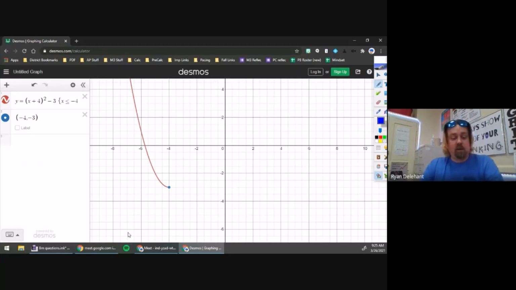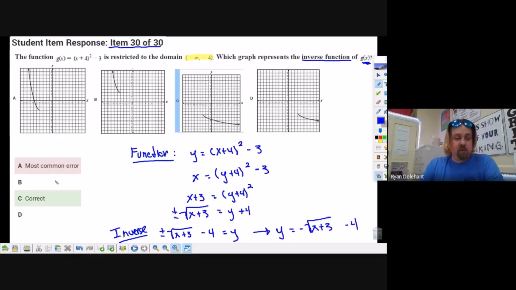Now, if we look back at the question and we look at the most common error here, most of us picked A when we missed this problem, which means we graphed this function with its domain restriction and just picked the function itself. We didn't finish reading the problem to see that they wanted this graph to be the inverse of this function. So we were part of the way there, we just didn't look at the inverse.